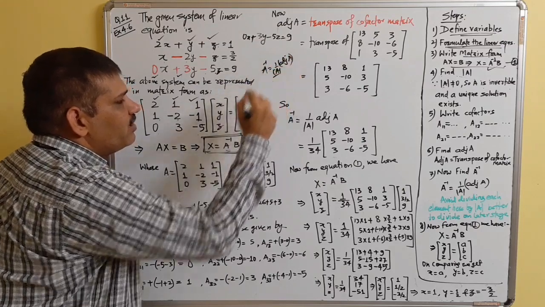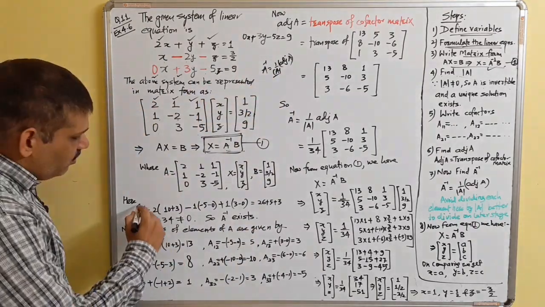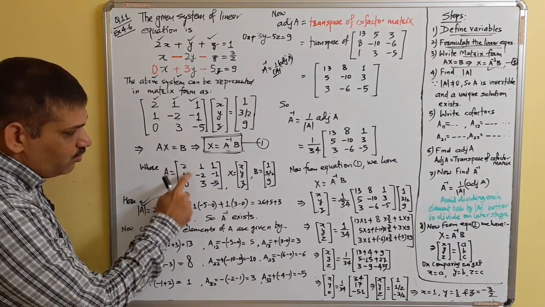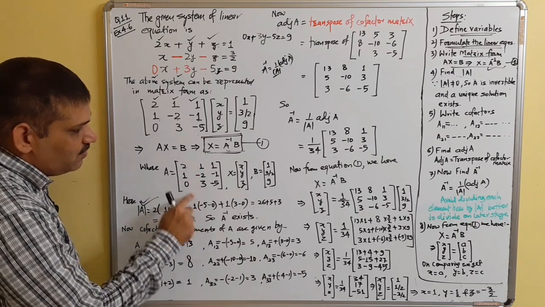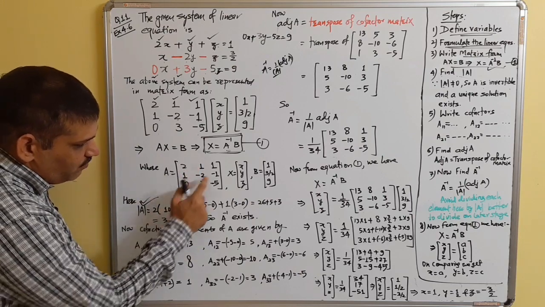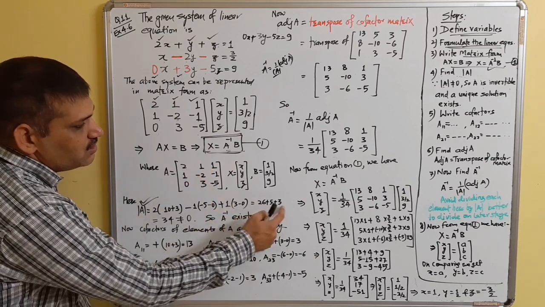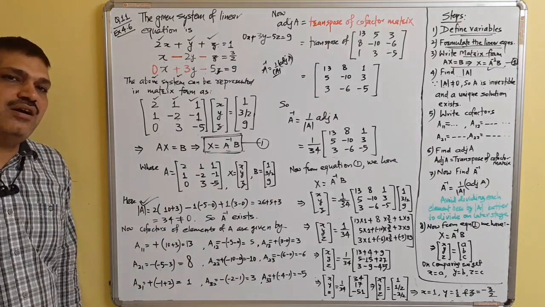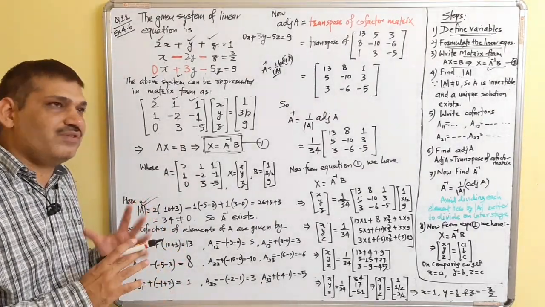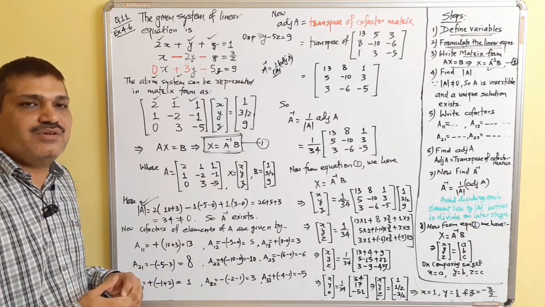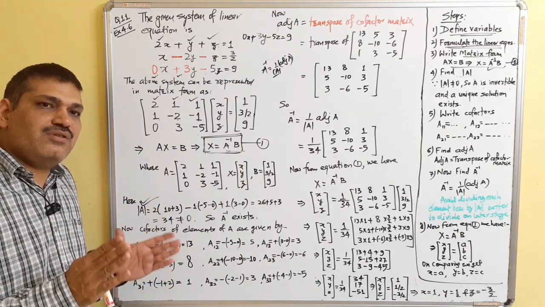So first of all we find determinant A. If determinant A is not equal to 0, then the inverse exists. So we find the value of determinant A. 2 times of plus 10 plus 3, minus 1 times of minus 5 minus 0, plus 1 times of 3 minus 0. That is 26 plus 5 plus 3, that is equal to 34, which is not equal to 0, so A inverse exists, the system of linear equations is consistent and a unique solution exists.